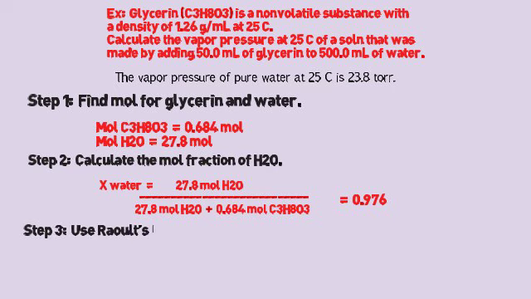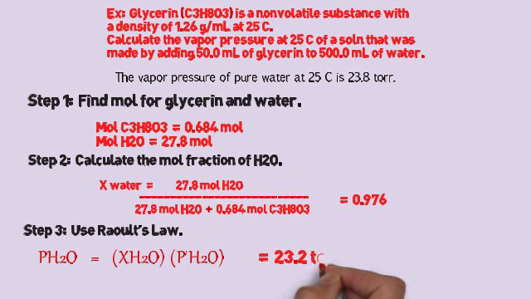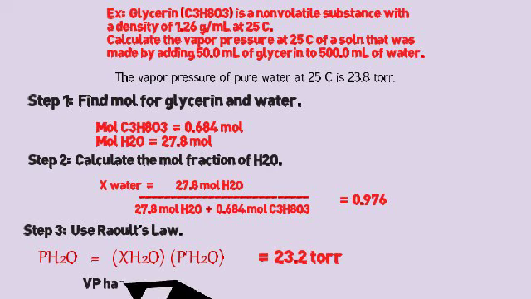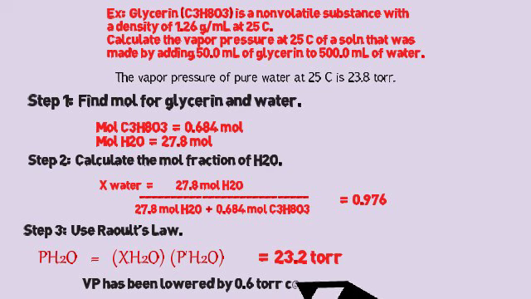So for step 3, use Raoult's law and plug in these numbers. We know the vapor pressure of pure water, so you should be able to find the vapor pressure of the solution. That would be plugging it in, plug in the numbers, and here's the answer. 23.2 torr would be the vapor pressure. Please note that the vapor pressure has been lowered from the pure solvent by 0.6 torr compared to the pure water.